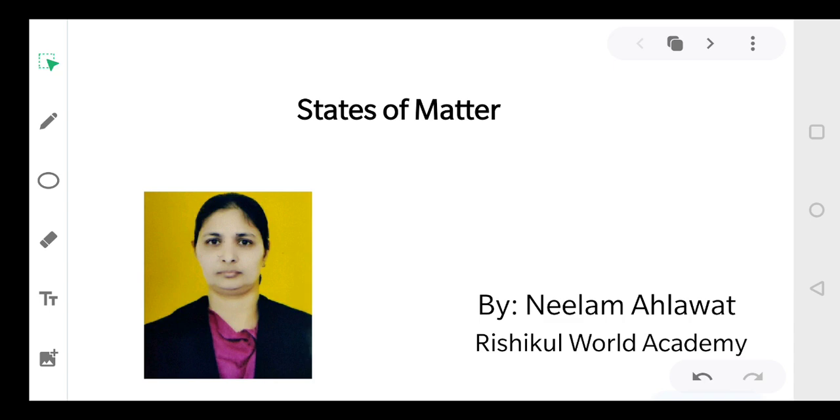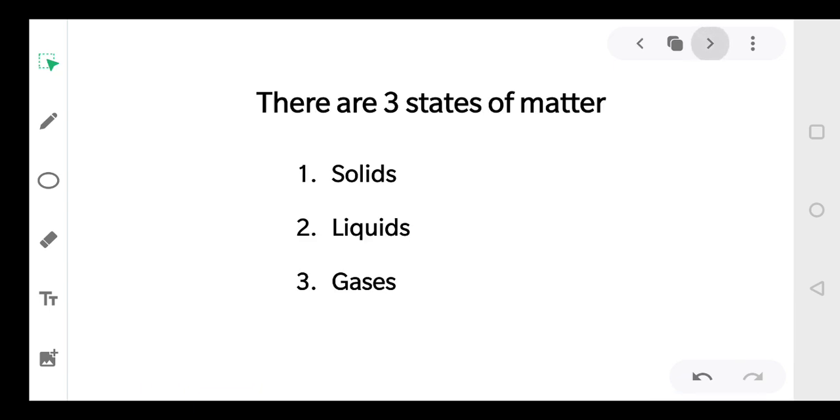Okay, so today we'll start with the next topic, called the states of matter. Before we start, keep your books and notebooks ready. Okay, let's start. Basically, there are three states of matter. You've heard this in your lower classes also. There are three states: solids, liquids, and gases.